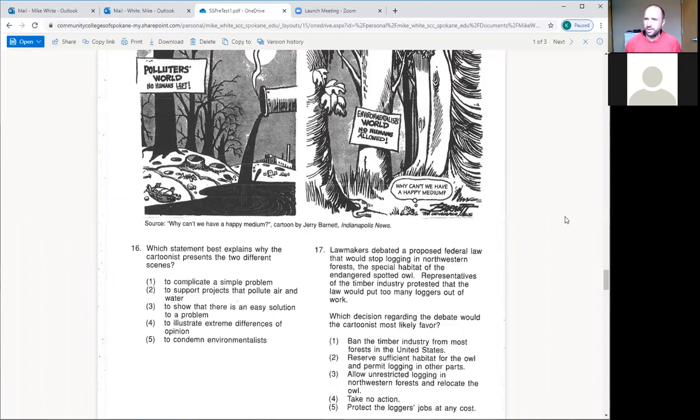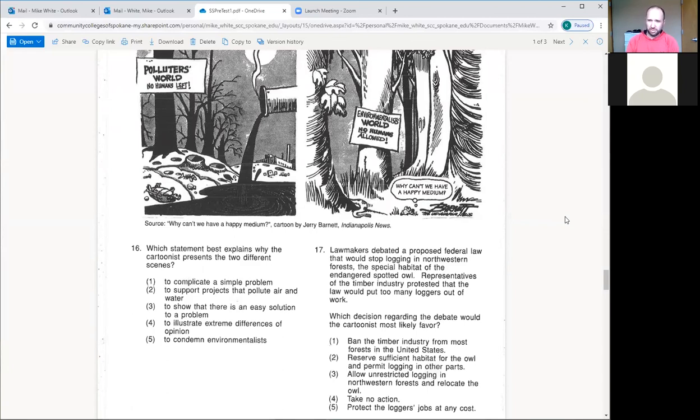right away, because we know the author isn't an all or nothing type of person, or the cartoonist. We know that they're not way on one side or the other. So, all the extreme measures aren't something that this cartoonist is going to favor. Okay? So, number 3, allow unrestricted logging in northwestern forests. That doesn't sound like something this author would recommend. So, throw that out.